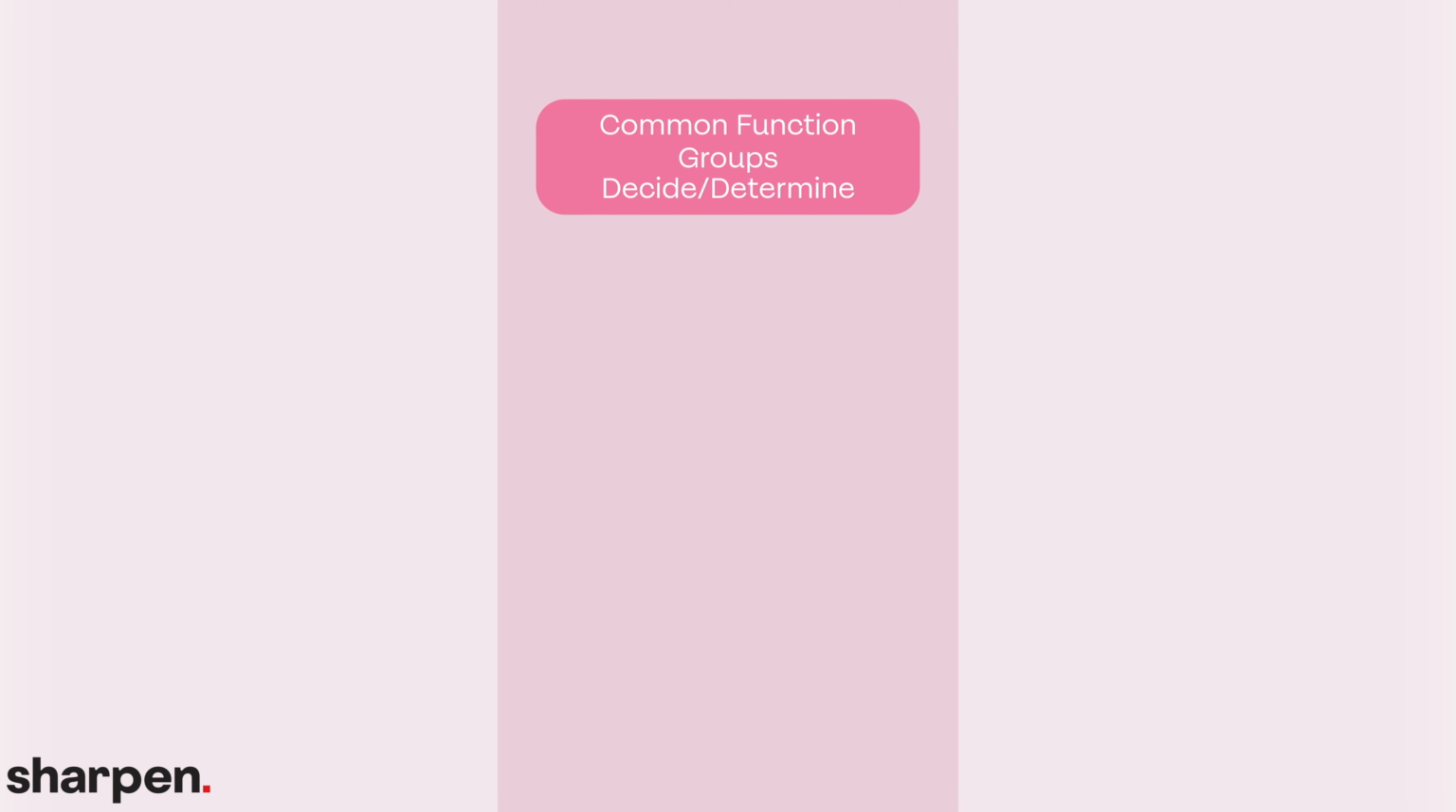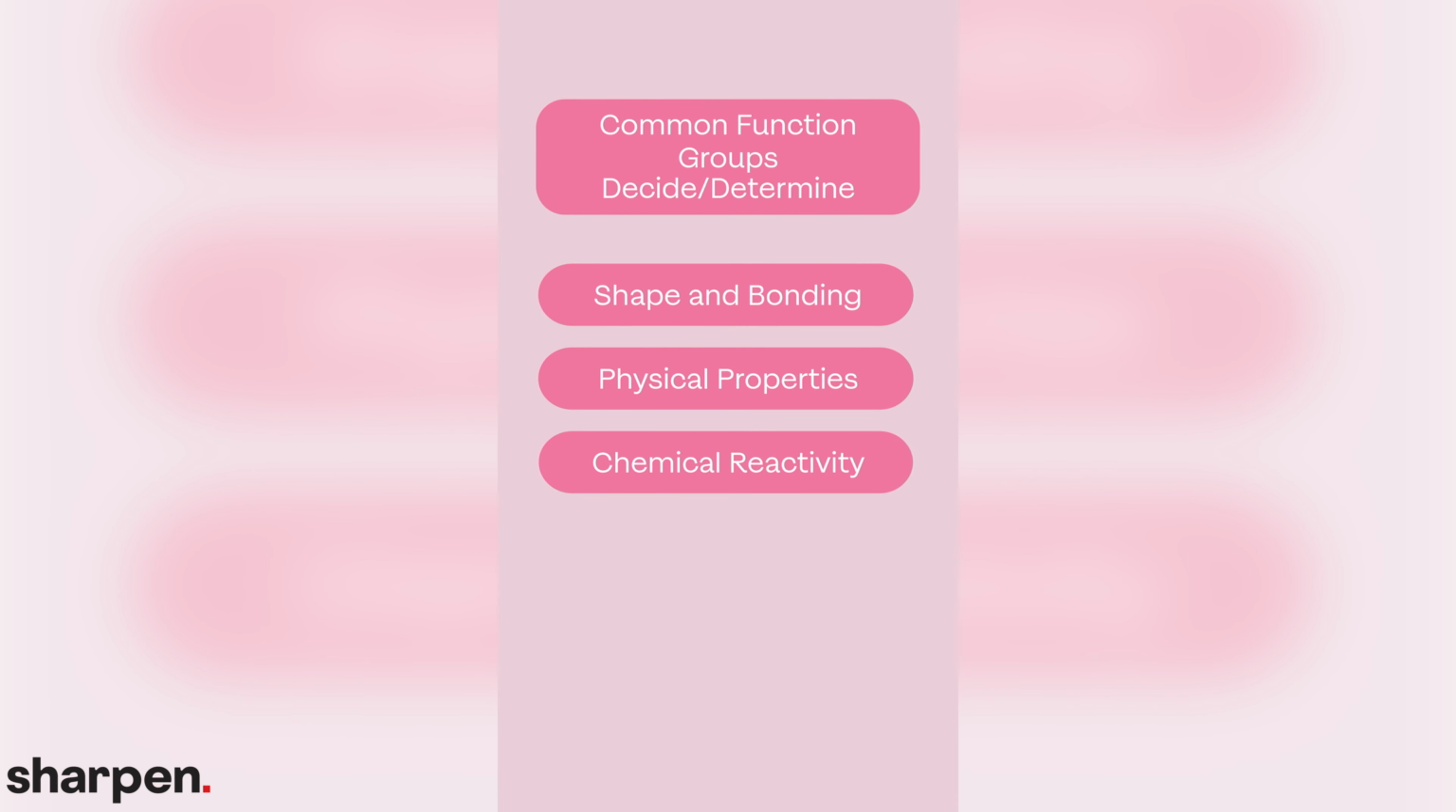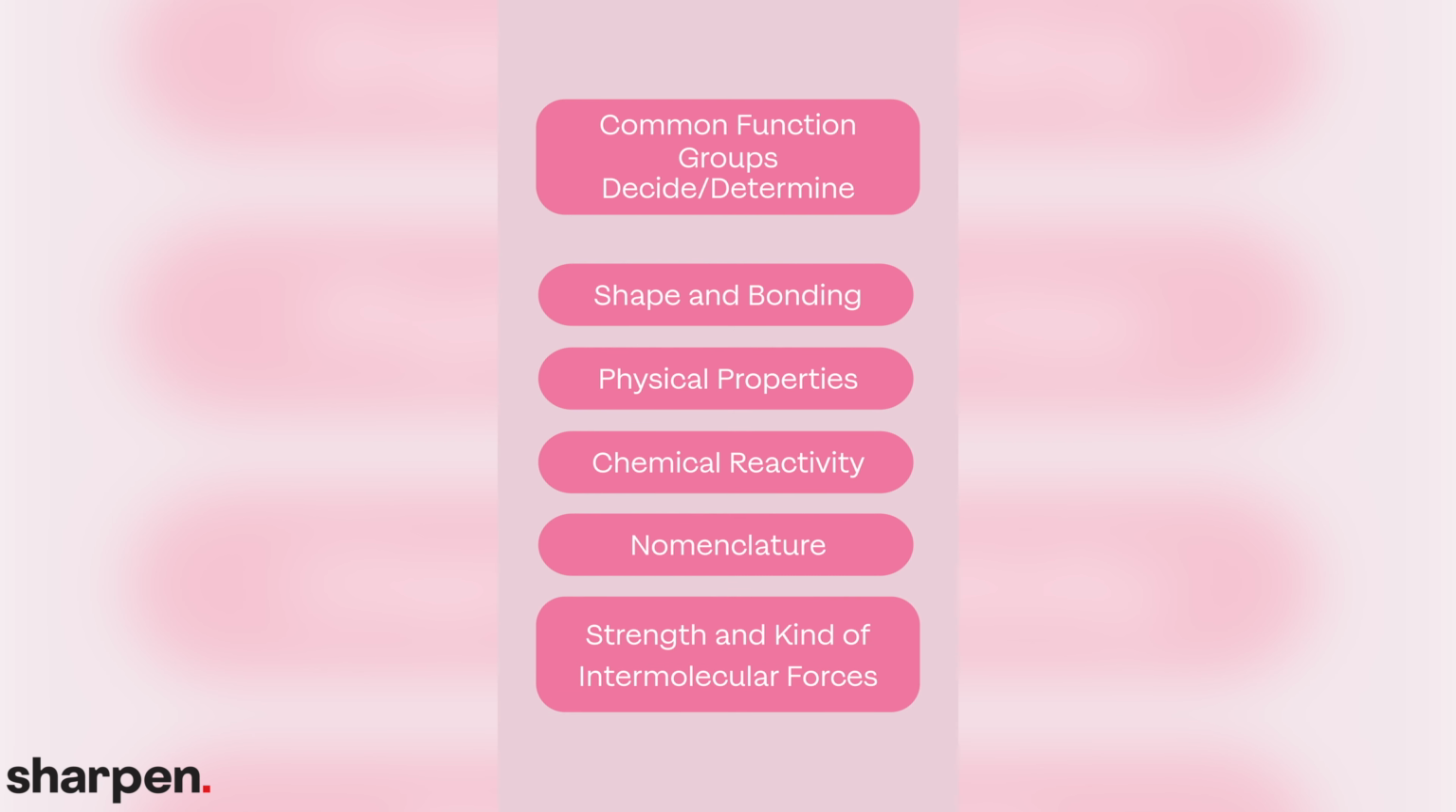But before we get into the types, let's discuss the importance of a common functional group. They can decide the shape and bonding of a molecule. They decide the physical properties, chemical reactivity, and nomenclature of the new molecules. Also, they determine the strength and kind of intermolecular forces.